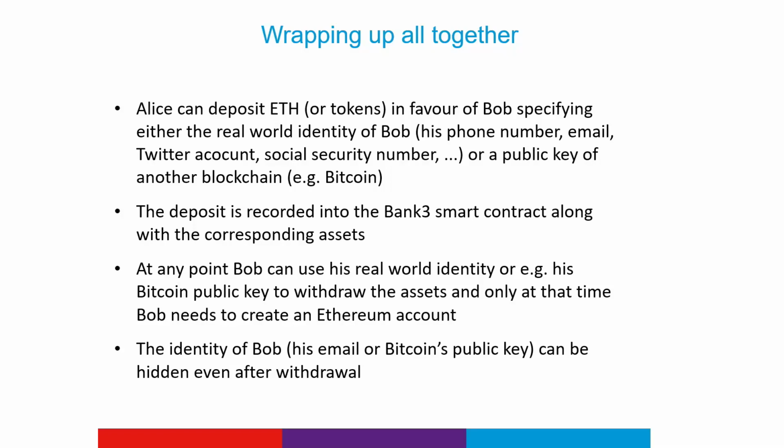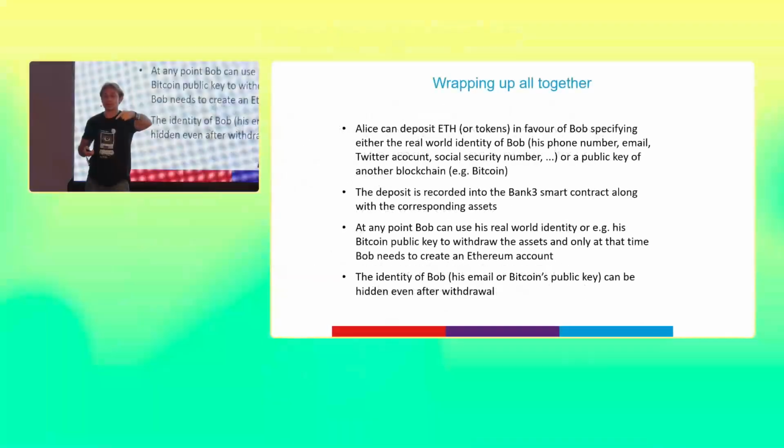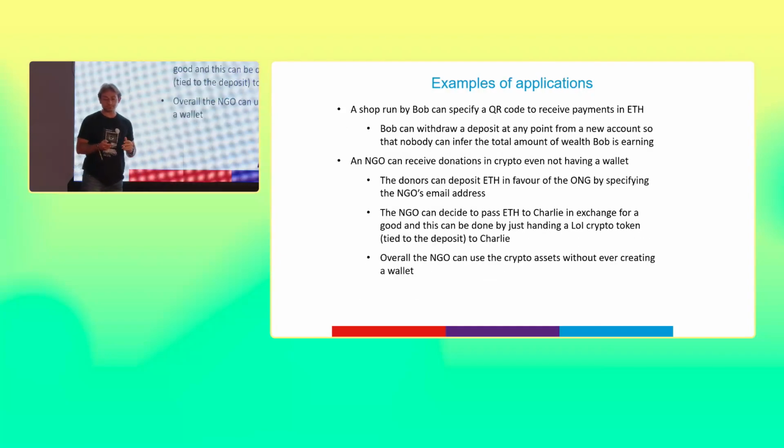At withdrawal time, it will be visible which Ethereum address sent the coins to Bob, but it will not be visible which means Alice used to send the coins to Bob, for example the email address or the phone number or the Bitcoin public key. So we can say that the identity of Bob is hidden forever. So it's not a mixer. We don't have the legal issues of a mixer, but still Bob can have some nice privacy features.